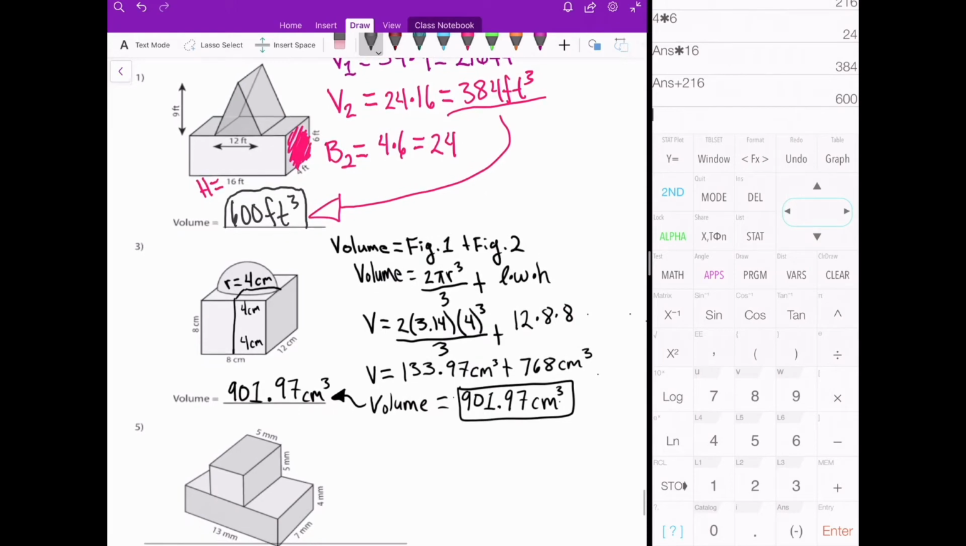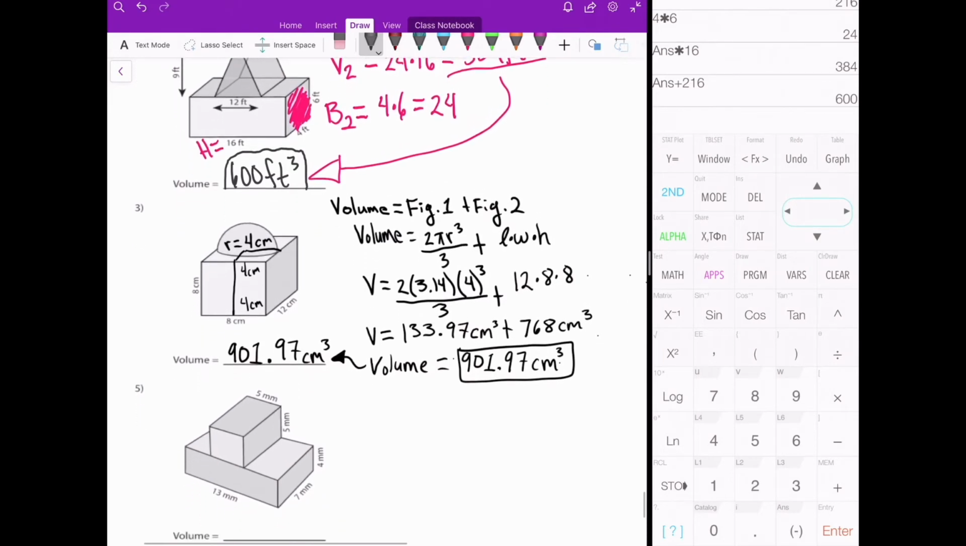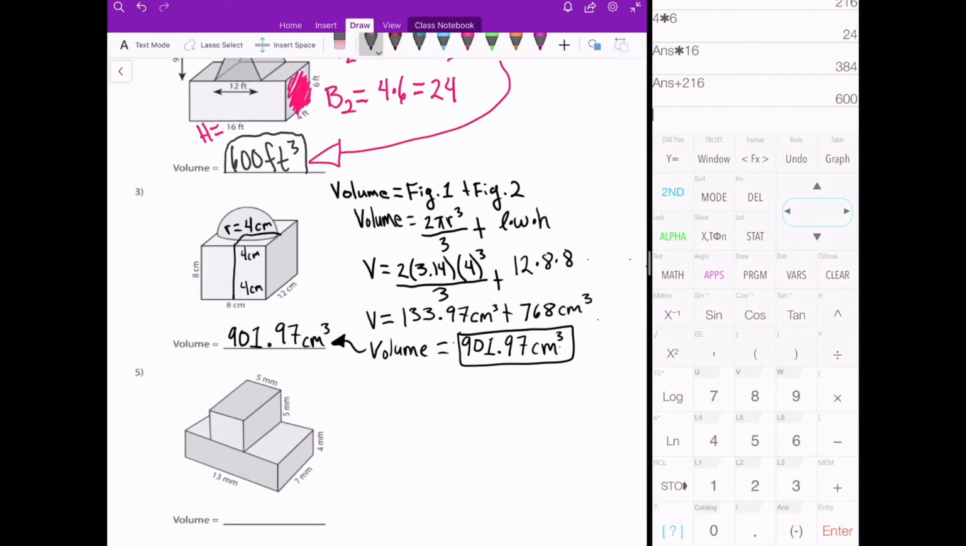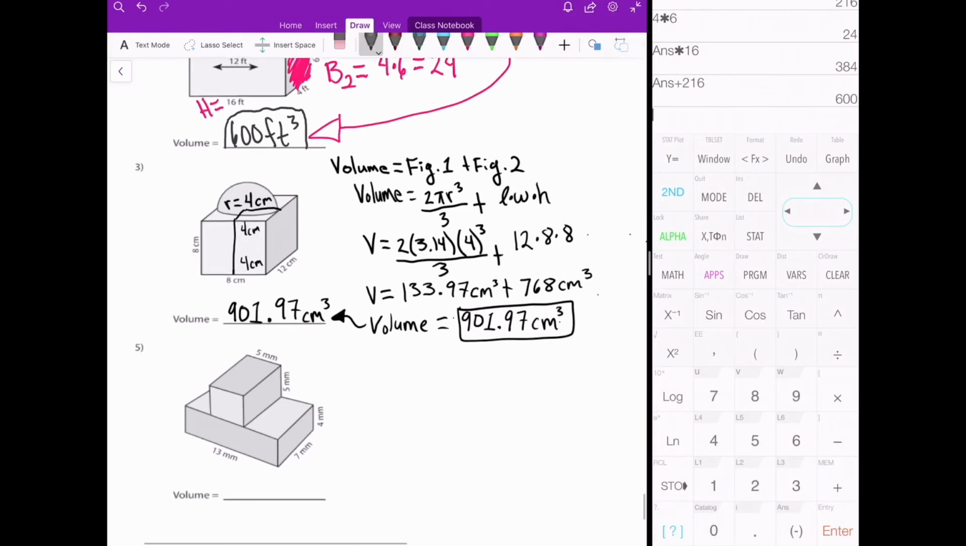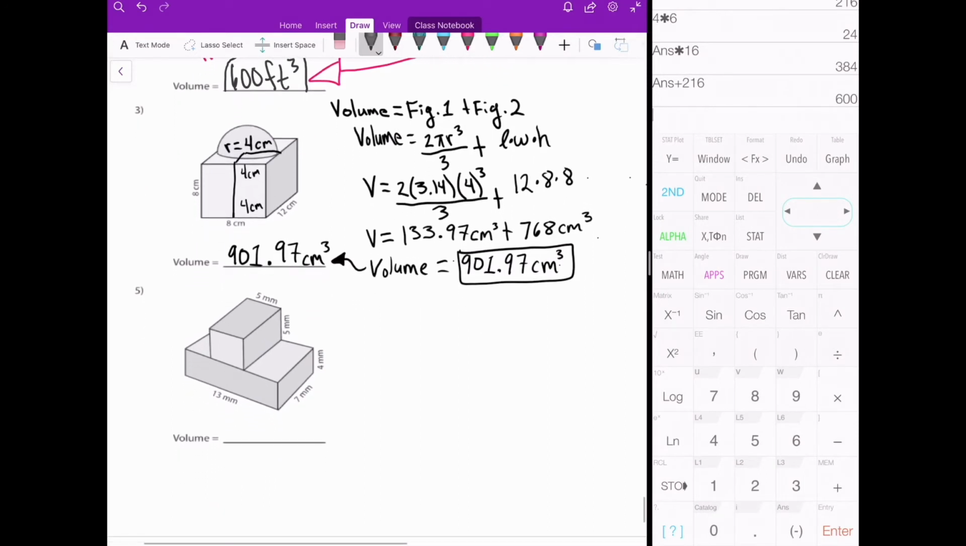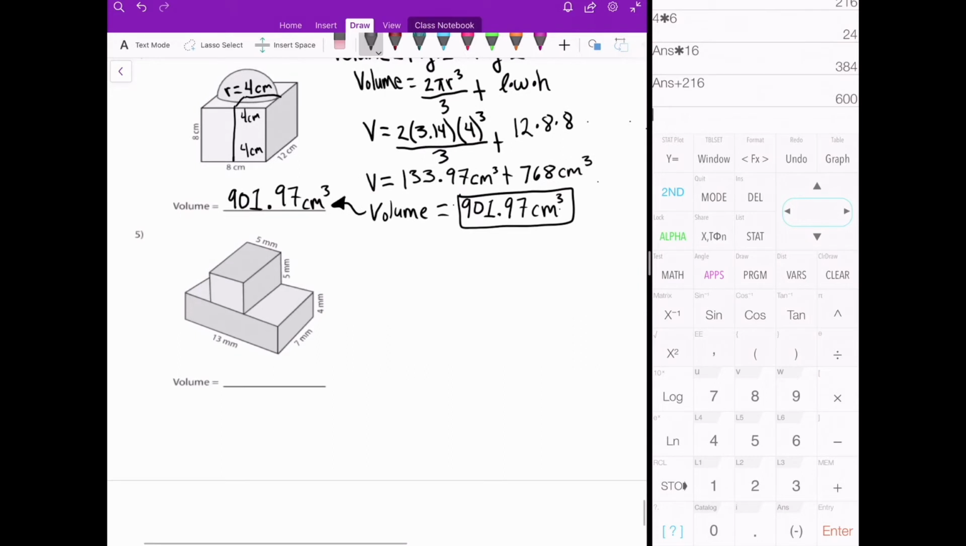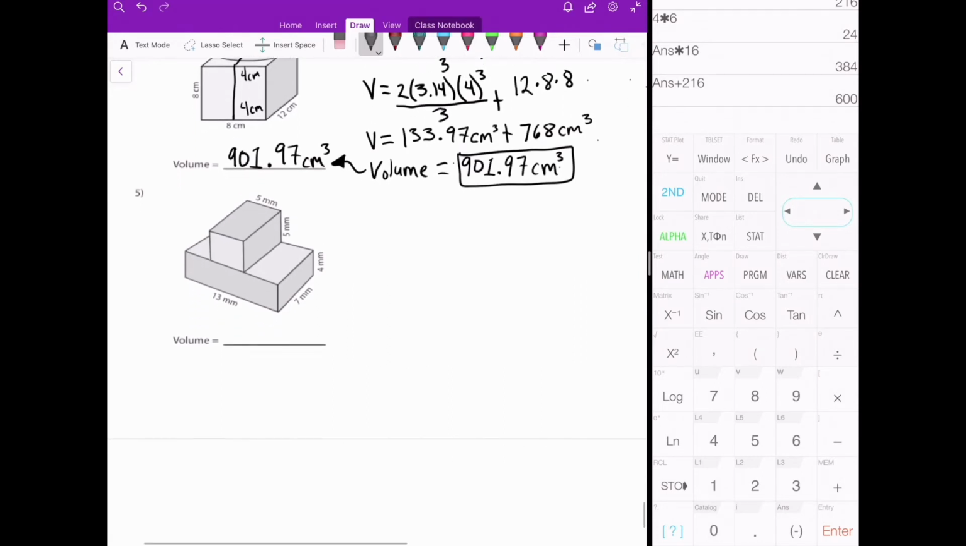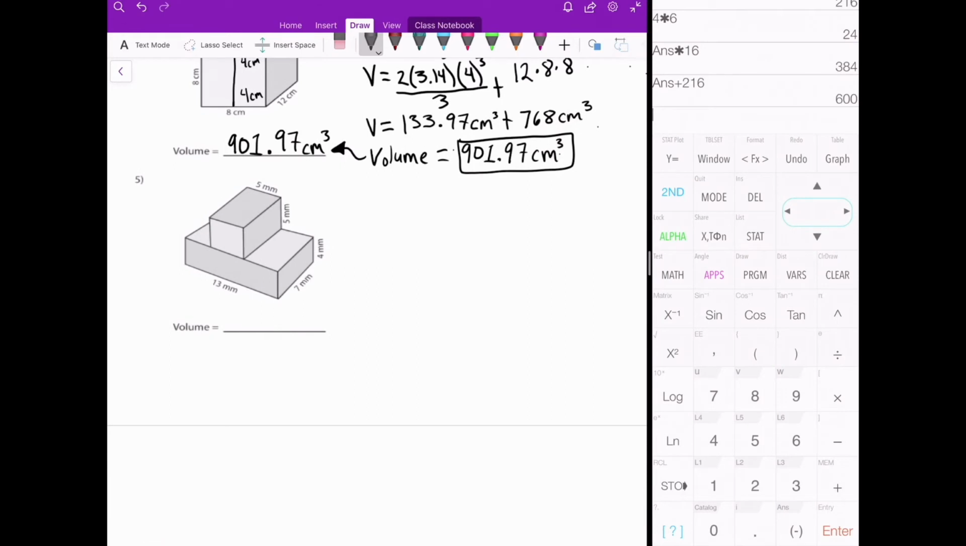All right. Now the next one, again, should be straightforward. Area of the base times height, area of the base times height, add your two volumes, and bada bing, bada boom, you're finito, all right? So now let's set it up.